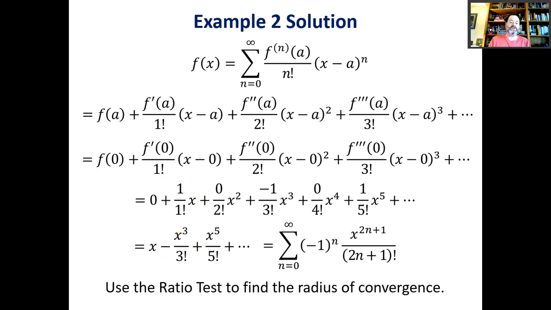And we're done. And then you would use the ratio test to find the radius of convergence. I'm not doing all the ratio test work in the notes here, again, trying to cut the time down a little bit. This one is a very easy ratio test. Go ahead and do it on your own.